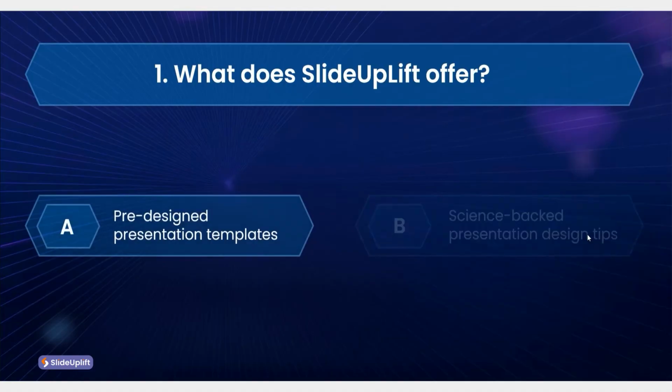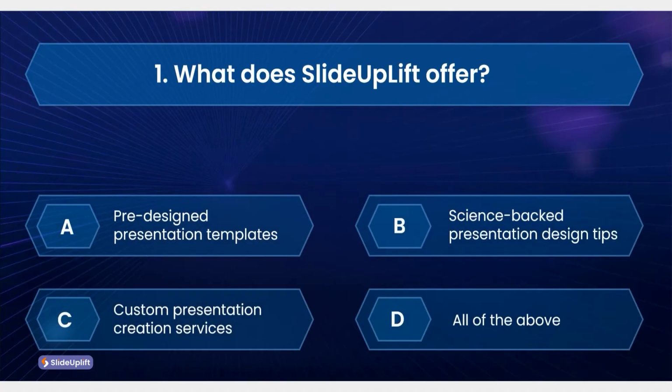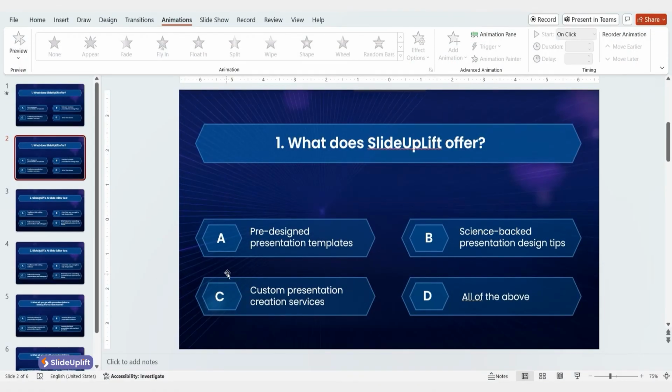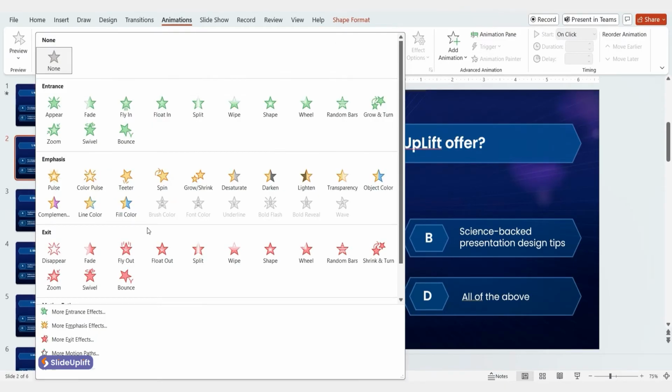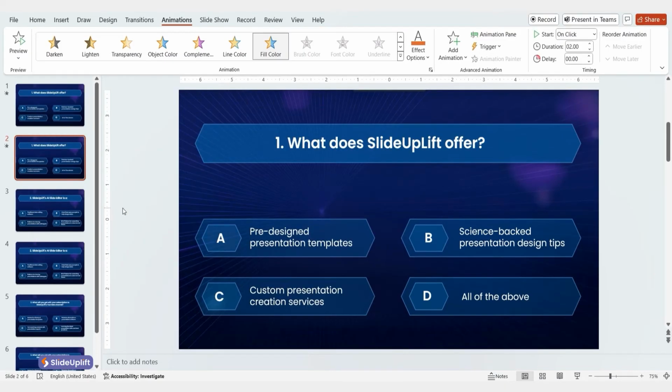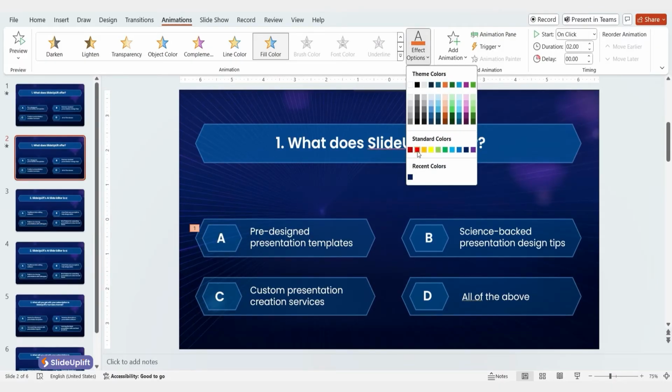Here's what each animated slide will look like. Now it's time for the fun bit, revealing the answer. Open the second slide of the first question and select option A's shape. Click on Animations and Fill Color. We're changing the color to red since this isn't the right option.